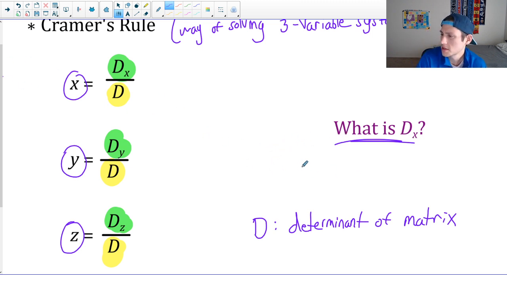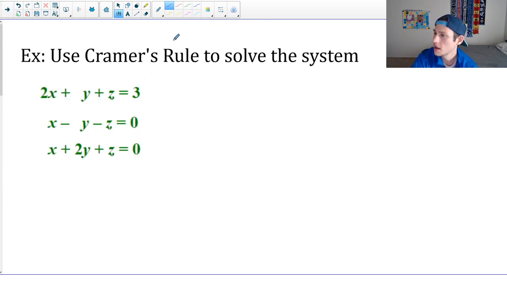It is the matrix. Well, I'm not going to write it out. There's not a good way to write it. I'll show you. But it means it's the matrix where you replace the x column or the y column or the z column, depending on which one. You replace that column with the answer column. If that doesn't make sense saying it, I'll show you what I mean there.